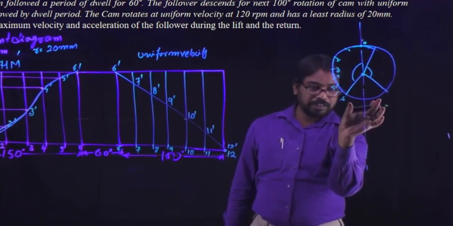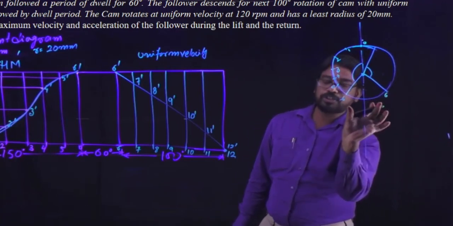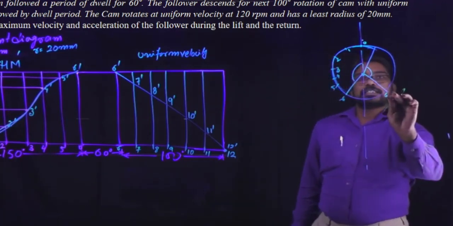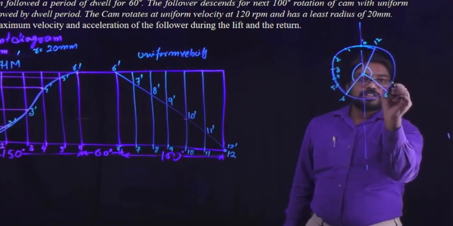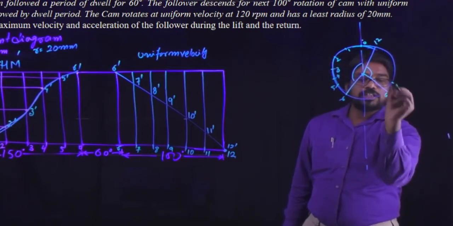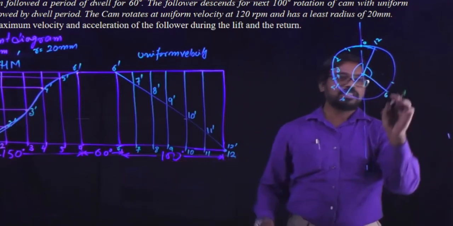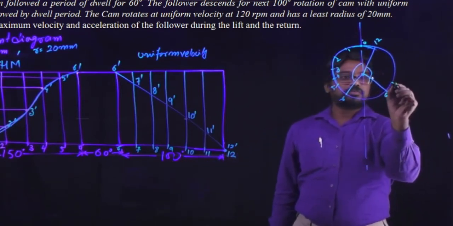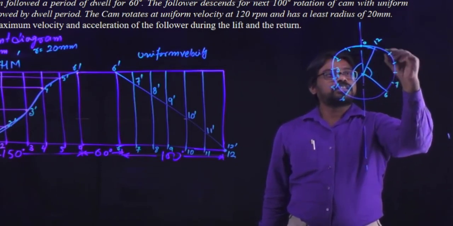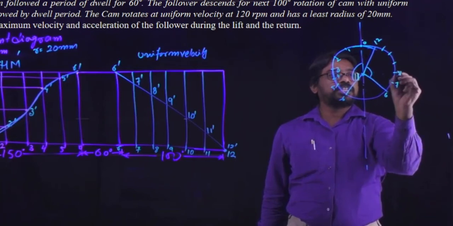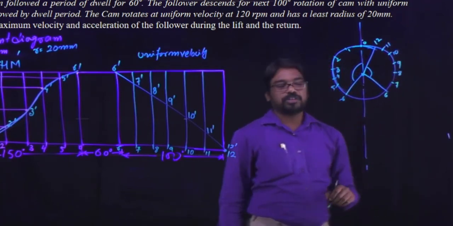The second phase is the dwell period. We don't have to divide it because 6 will come here and we don't have any motion of the follower. From 6 to 12 we have the return part, so this we also divide into 6 equal divisions. Whatever number of divisions we have done here, the same we do here. It becomes 7, 8, 9, 10, 11, 12.